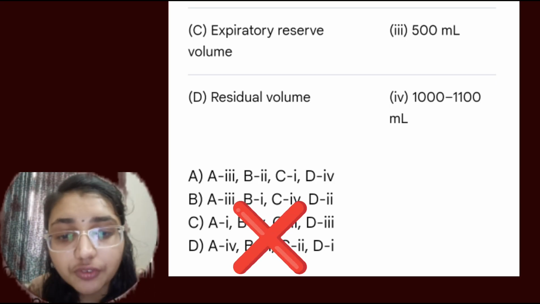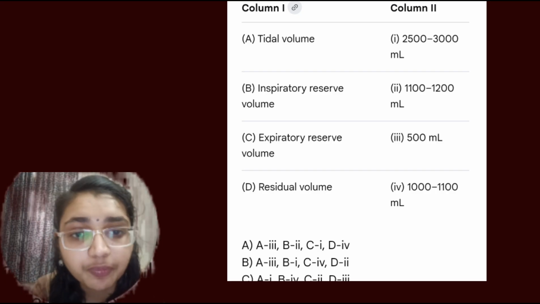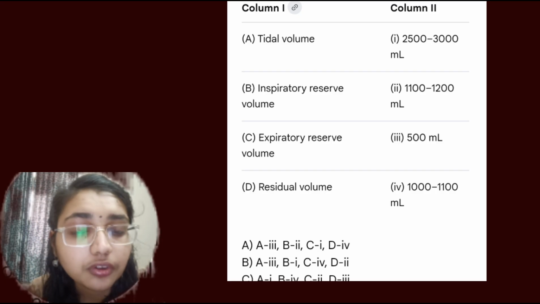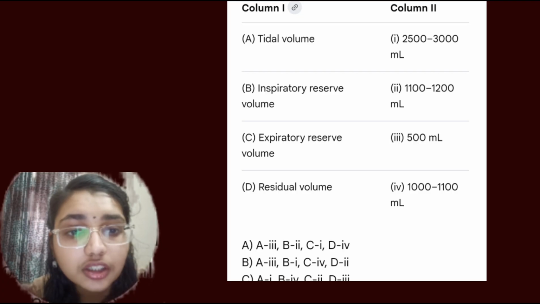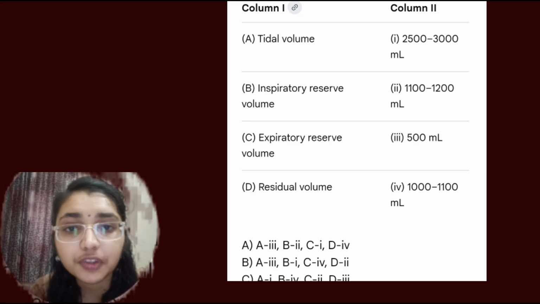Now let's see, for A is 3, the inspiratory reserve volume, what is the value? Is it 1100 to 1200, or is it 2500 to 3000 ml? So we know that inspiratory reserve volume is 2500 to 3000 ml.